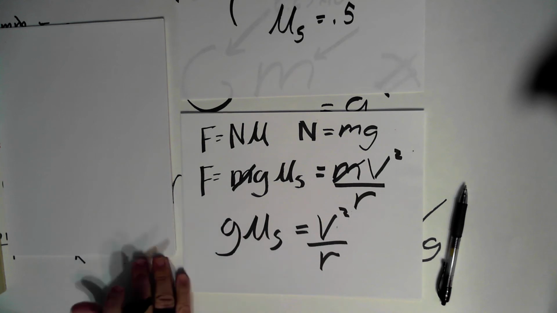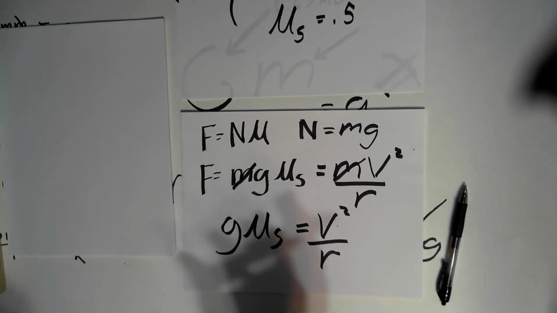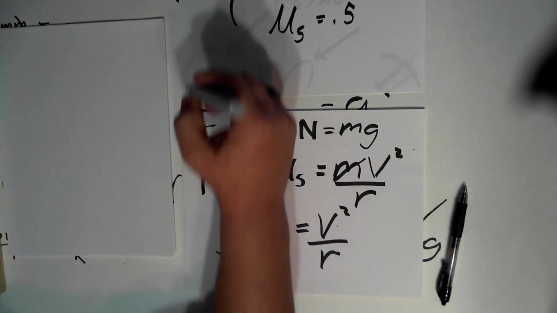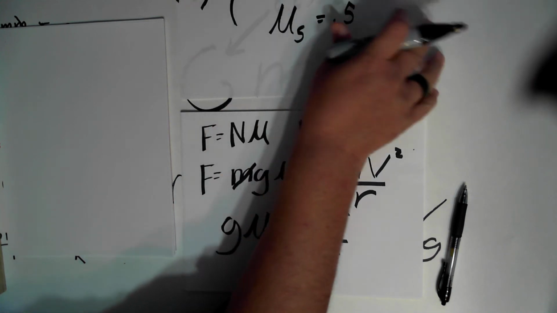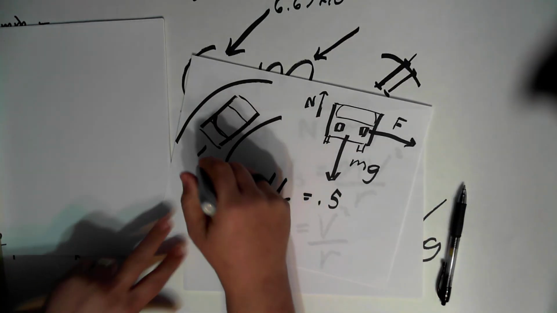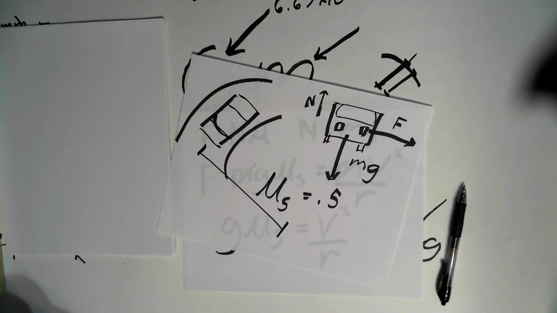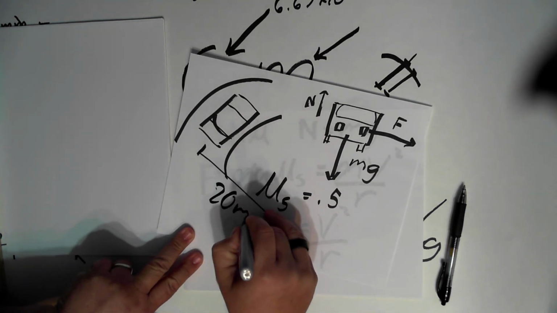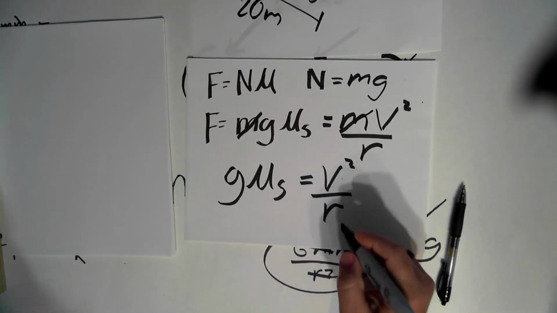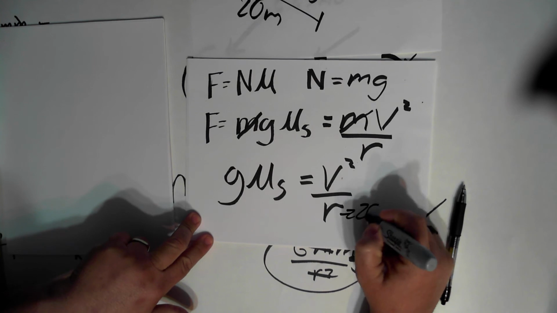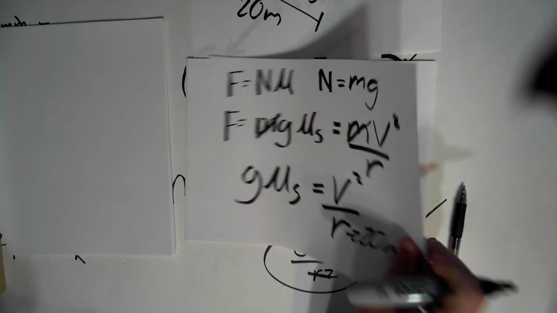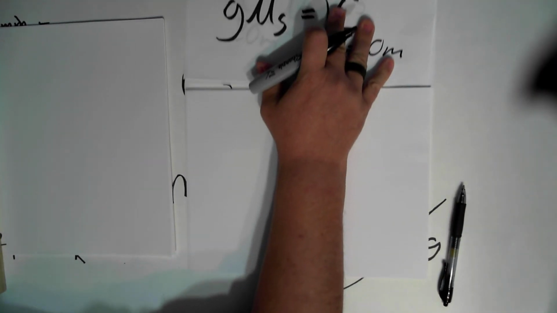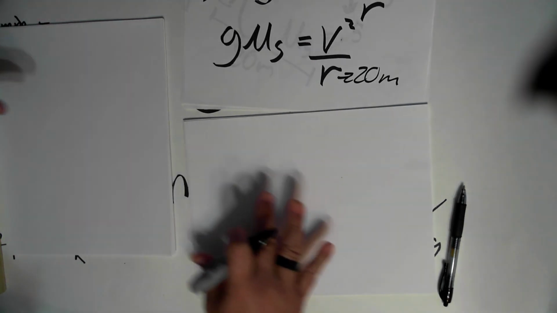What I'm going to do for this problem is give it a turn radius. So let's imagine that from the center of the car to the center of that circle is 20 meters. So with that, I now have a radius equal to 20 meters. And now I'm basically in the end game. I'm about ready just to plug my numbers in and then solve.